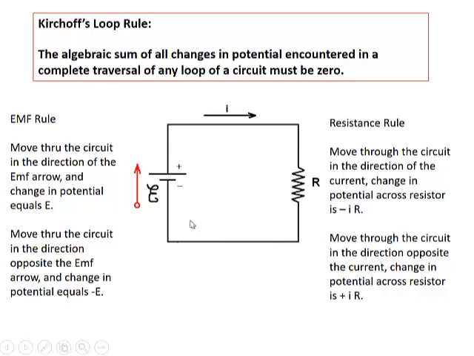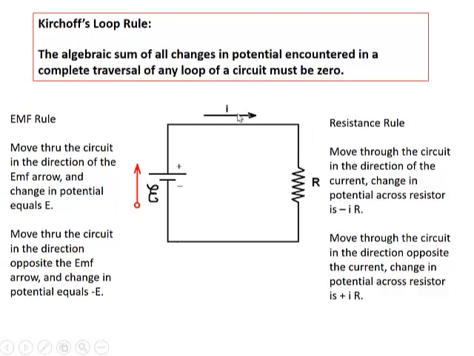The resistance rule. As we go around the circuit, if we move in the direction of the current, or the direction we think the current is in, you put into your equation minus IR. That's just Ohm's law, V equals IR. This is a negative because there's a drop in energy. Battery puts it in, resistor takes it out. If we move through the circuit in the direction opposite the current, we put a positive IR because we're going from the low side to the high side. So moving in this direction indicates an increase in energy.